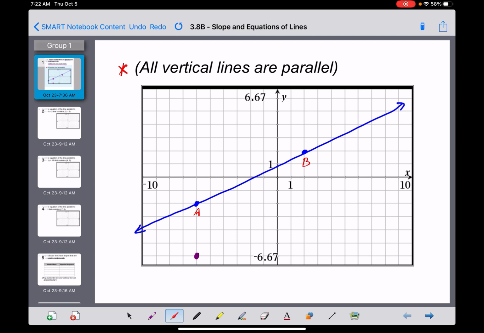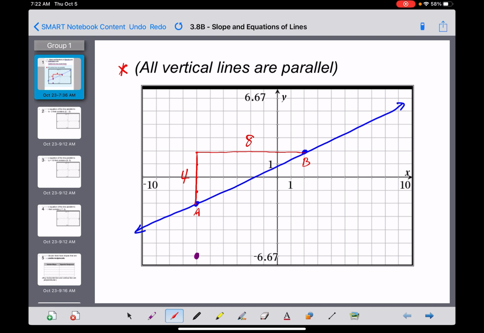So it looks like here we are going up 1, 2, 3, 4 units right there. So from A to B, our rise is going to be 4, and our run then is going to be 1, 2, 3, 4, 5, 6, 7, 8. It looks like our run is going to be 8 there.